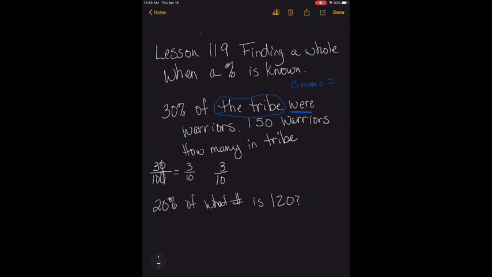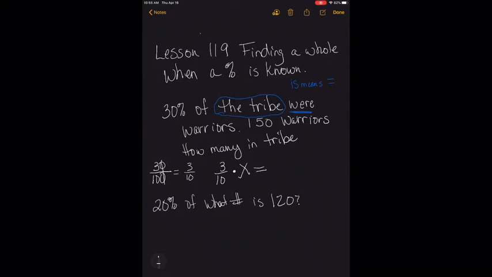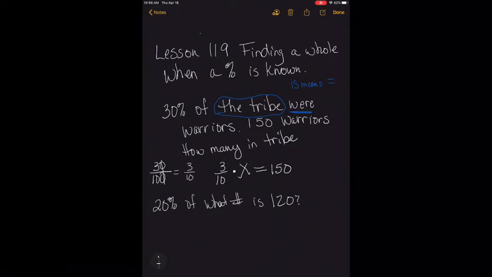Okay, so 3/10 of the tribe, that's the part we don't know. So "of" is multiplication. The tribe, that's the number we're looking for. "Were" is the same thing as "is." Warriors. Well, how many were there? There were 150 warriors. So now, how do we get rid of our 3/10?